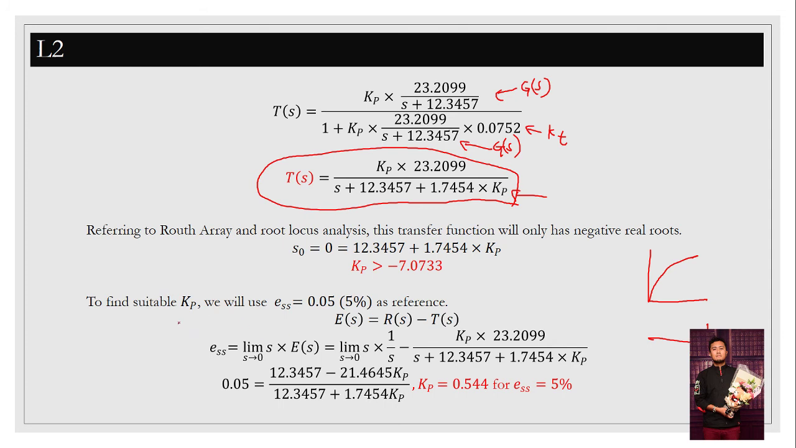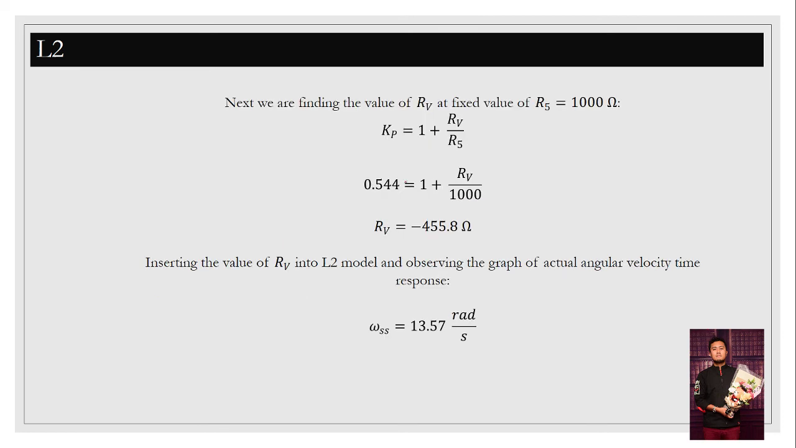Next, to find Kp, we are going to use 5% of steady state error as the reference. So we get Kp equals to 0.544 for 5% steady state. After that, we plug in the value of Kp, then we use this formula to find the Rv. Next, we input the Rv into the L2 model, and we get the angular velocity steady state of 13.57 radian per second, which is lower than 25 radian per second, but that's the best that we get.